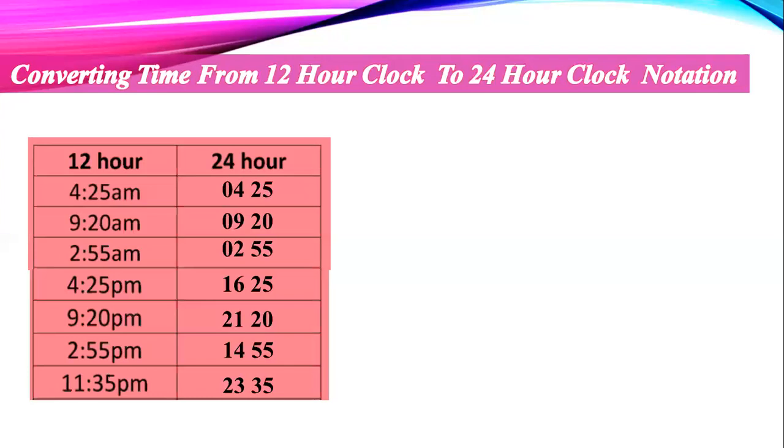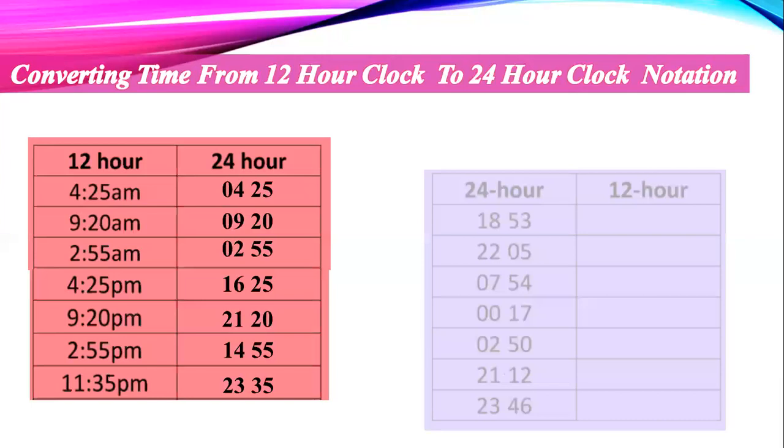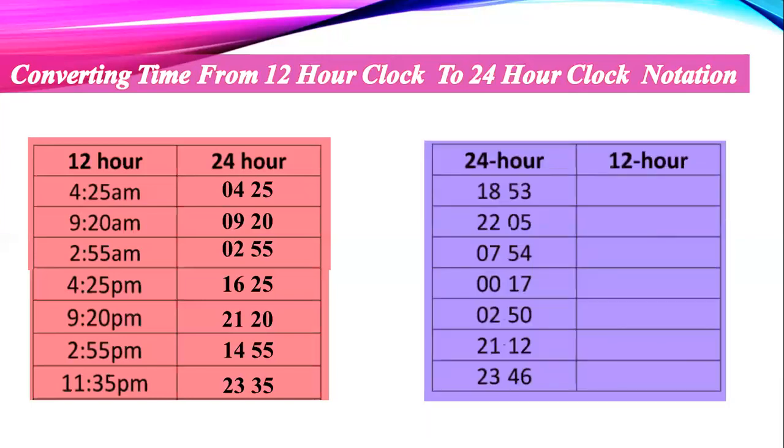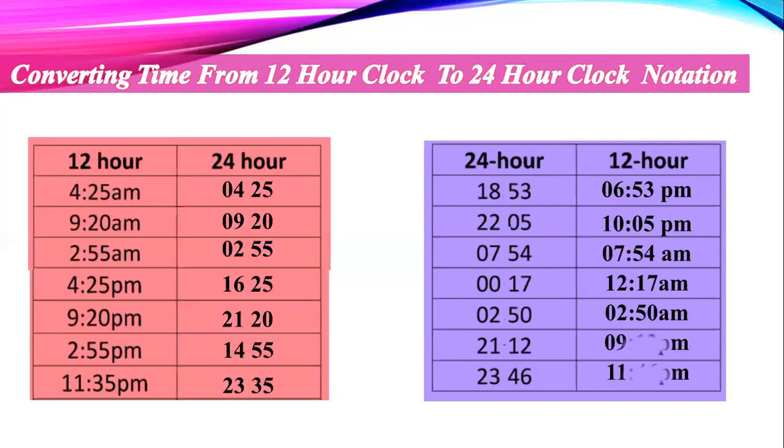Alright students, now let's have a look at the other table as well. In this table, we have to convert time from 24 hour to 12 hours. As explained earlier, you have to subtract 12 from the given hours to find the answer according to 12-hour clock. You can see that time is changing. Wherever we have more than 12 hours, the time is changing to PM or AM accordingly.